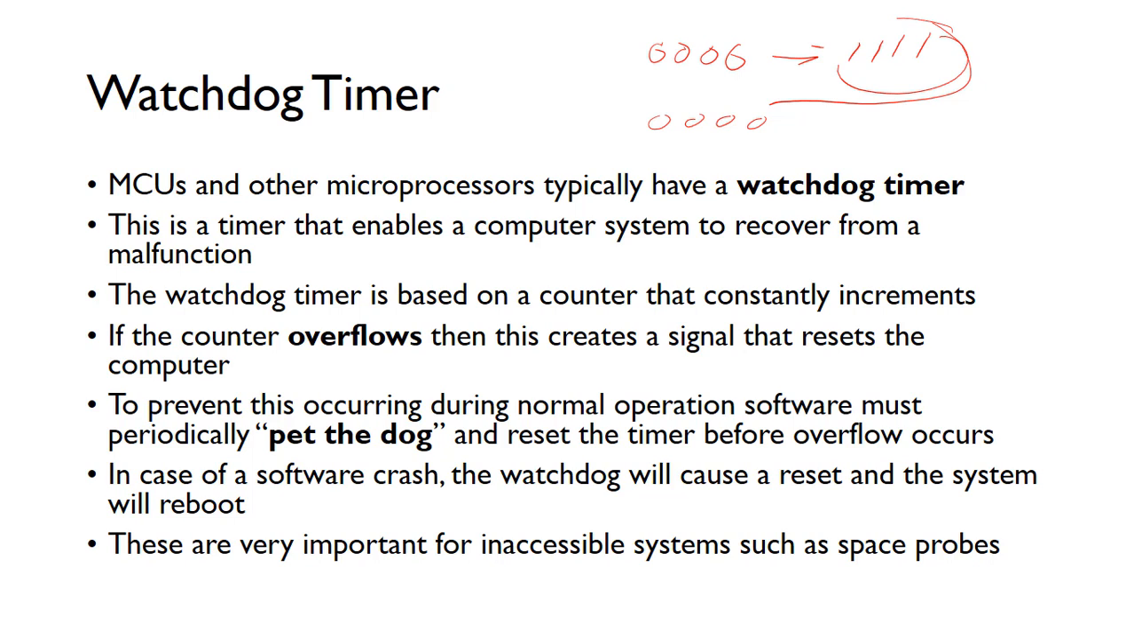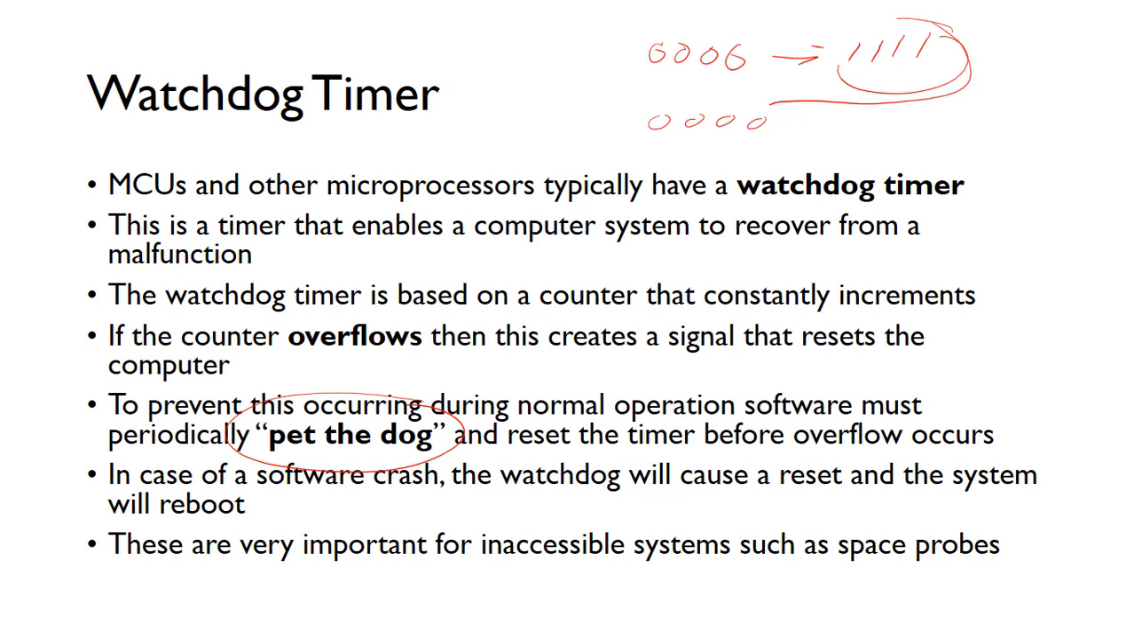To prevent this from occurring during normal operation, the software must periodically reset this timer before the overflow occurs. This is often called petting the dog. So you've always got your counter counting in the background, the watchdog timer 0, 1, 2, 3, 4, 5, 6, 7, so up to 15 in this example. And if it gets to 15, it'll actually cause the system to reset. So we know that every so often we need to stop it reaching 15, we need to reset it, so it might go 0, 1, 2, 3, 4, reset, 0, 1, 2, 3, 4, reset.